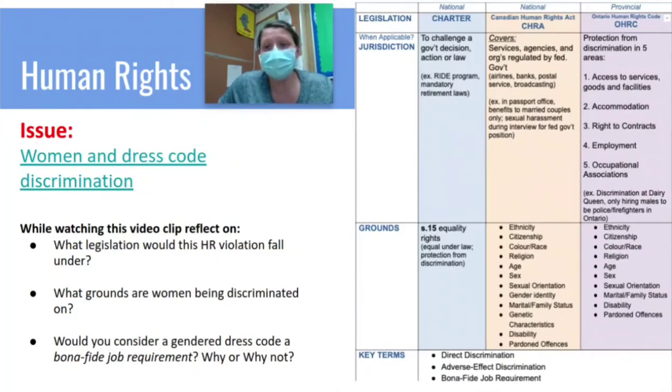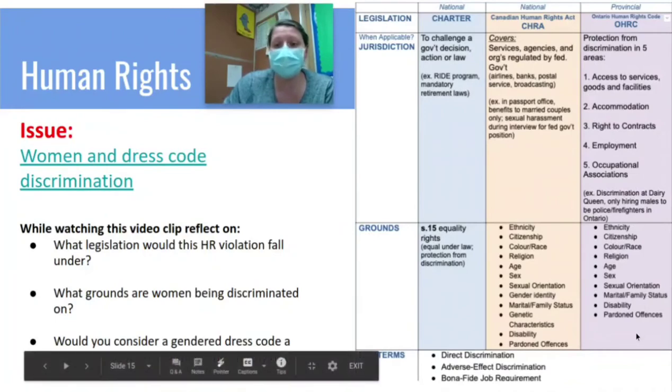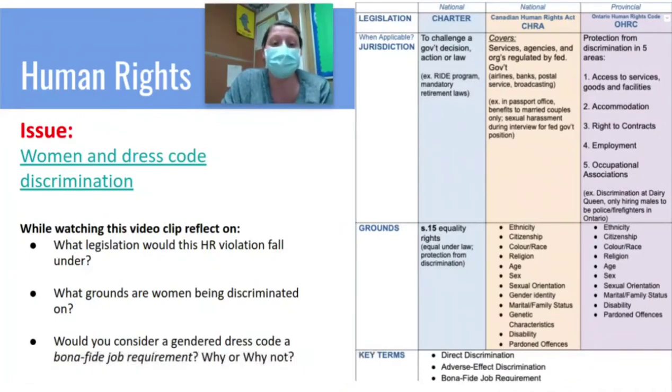And if we look specifically at it, we would be looking at employment. So in this situation, we are looking at this being a job requirement, the clothing that the women at the job have to wear. And so this would fall not only under the Ontario Human Rights Code, but it does fall under one of the categories that is covered, which is employment. So we're going to follow this down and we're going to look at the different grounds that this could be under. So what grounds are these women being discriminated on?